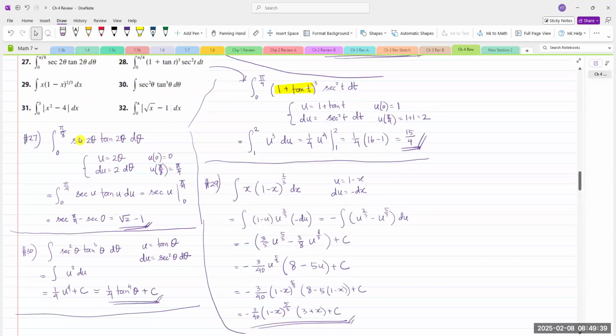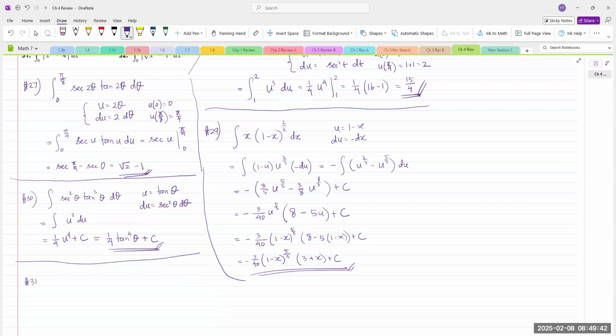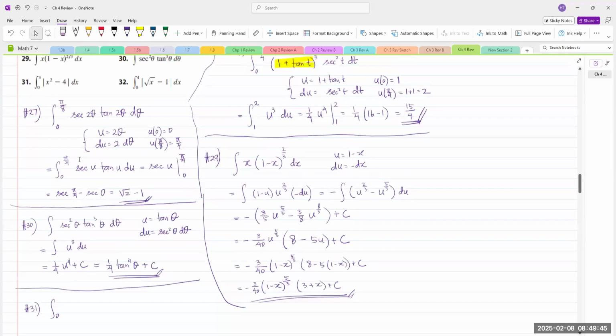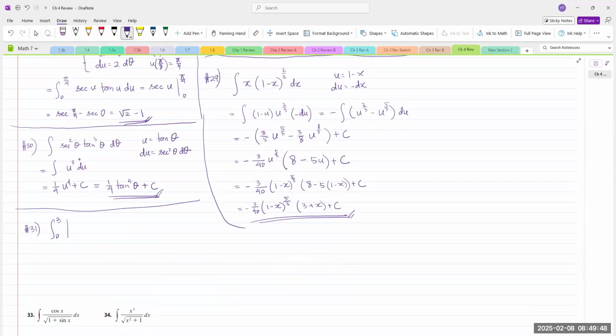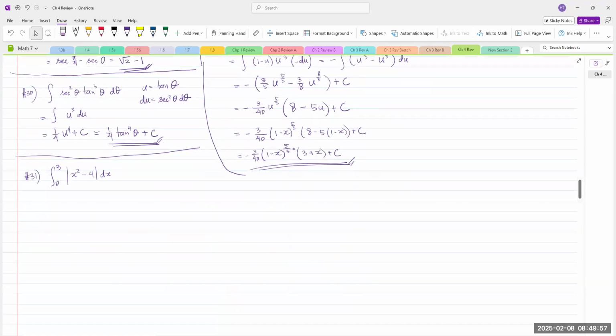Oh, this seems to be a harder one, because we have absolute value. Number 31, integral from 0 to 3 of absolute value of x squared minus 4 dx. We did this in class, right? So we need to see when x squared minus 4 is positive or negative. Let's do the sign graph for x squared minus 4. We know the critical numbers are negative 2 and 2. It will be positive on the right hand side, negative here, positive here. But we just need from 0 to 3.